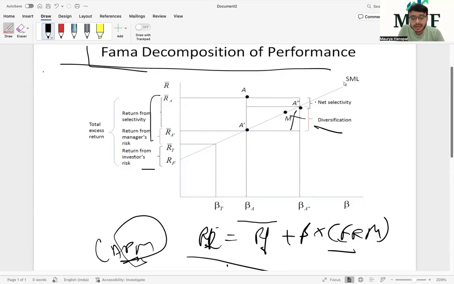And the return from investors' risk is simply RM minus RF. It is nothing but the return that an investor is getting by simply investing into a plain vanilla index fund. For example, a Nifty 50. That is, you are getting an extra return over investing into a risk-free rate. The extra return that you made over investing into a risk-free rate.